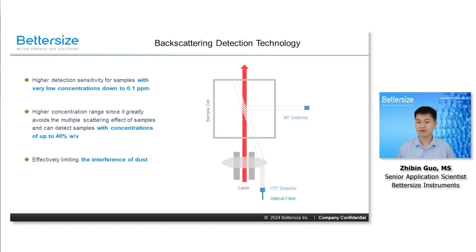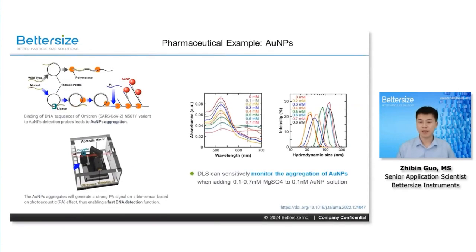It also minimizes the dust interference, ensuring accurate and reliable measurements even in challenging environments. BeNano's backscattering technology provides a versatile, robust solution for particle size analysis across diverse sample concentrations, making it highly valuable for pharmaceutical applications. Here's an application of BeNano in a study involving DNA, demonstrating how gold nanoparticles can be utilized in pharmaceutical applications, particularly for detecting the Omicron variant DNA sequence.